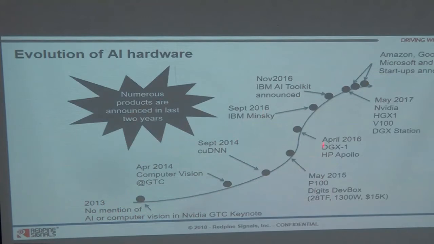Then IBM and HP jumped in. And then NVIDIA created the next version, and now everybody's in the picture. So now we have Amazon, Google, Microsoft, lots of startups. So it's only going to accelerate from now on.